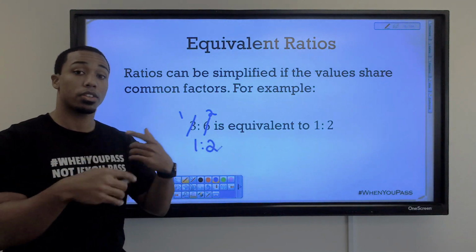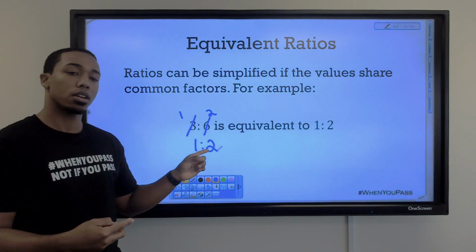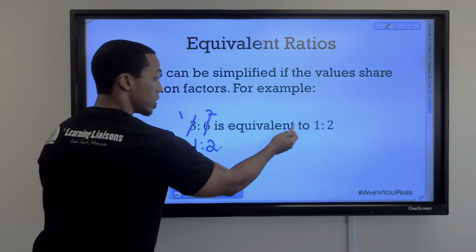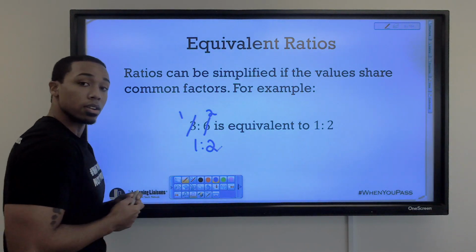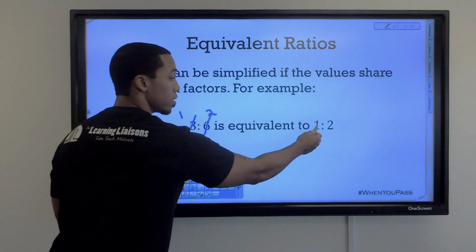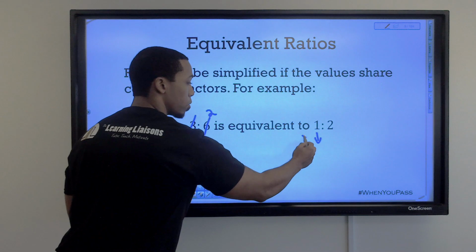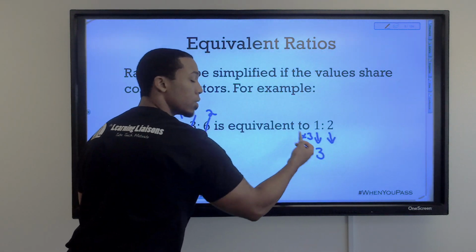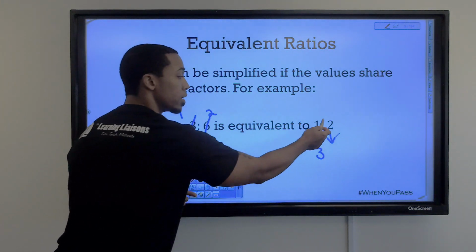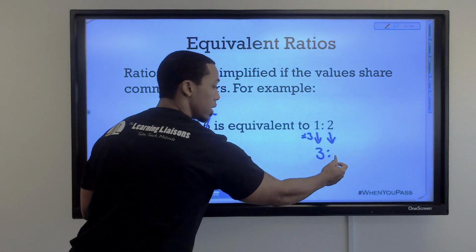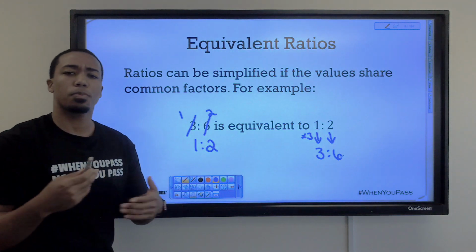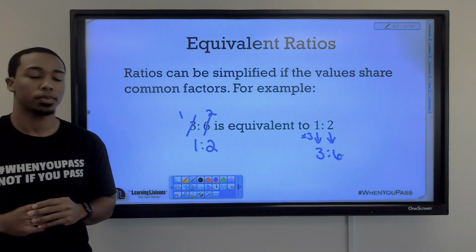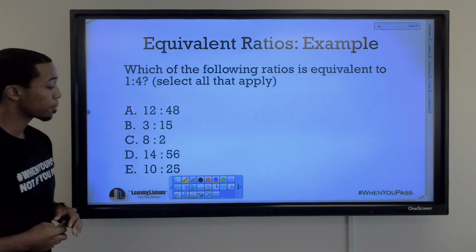However, I kind of went backward here, so I could also go forward from 1 to 2. If I wanted to get from 1 to the 3 that was here, 1 times 3 is 3. So if I multiply by 3, I get 3. And whatever you do to one side of a ratio, you should always do to the other. So 2 multiplied by 3 is 6. And so we proved it both ways: 3 to 6 is the same as 1 to 2. Let's move along here.